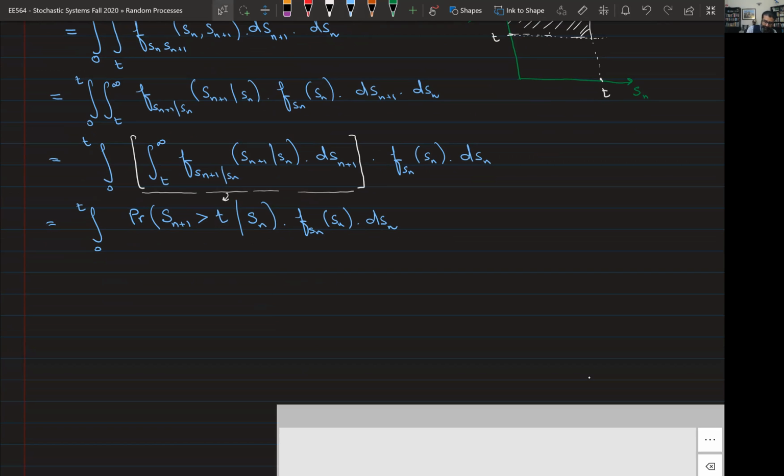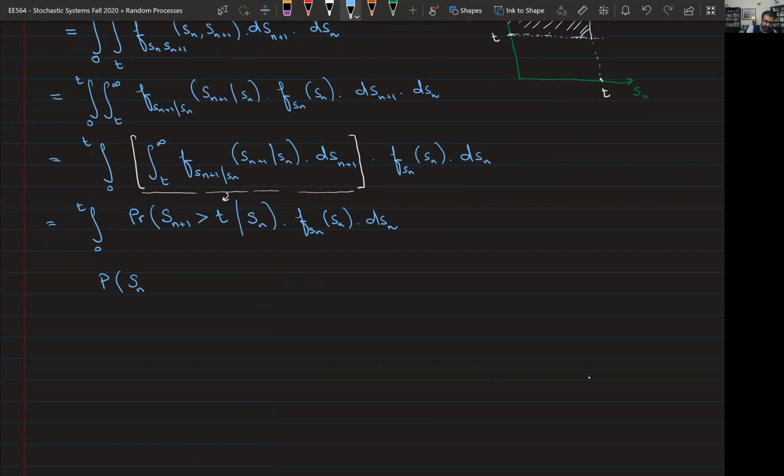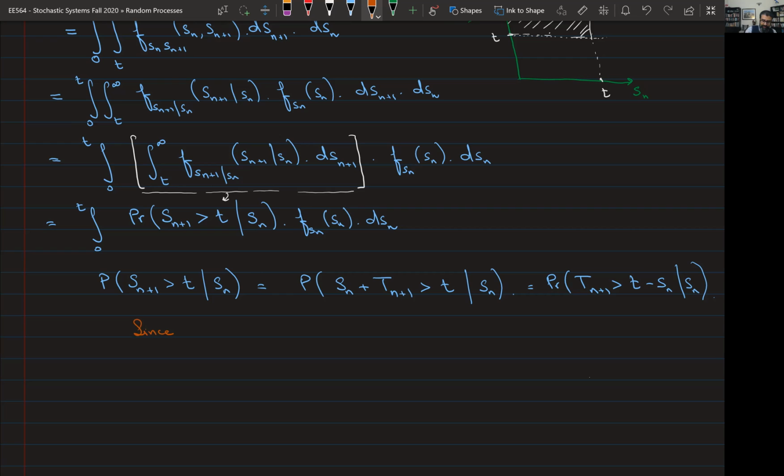So what is the probability that Sn plus 1 is greater than t given Sn? So this is equal to the probability that Sn plus Tn plus 1 is greater than t given Sn. Right, so this is equal to the probability that Tn plus 1 is greater than t minus Sn given Sn. Okay, any questions here? And then I claim that since Tn plus 1 is independent of Sn.